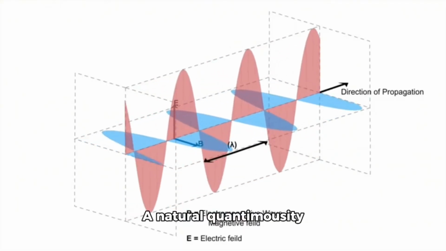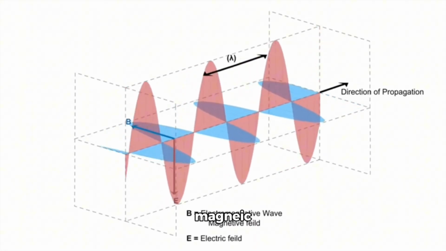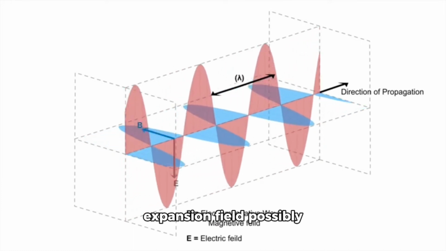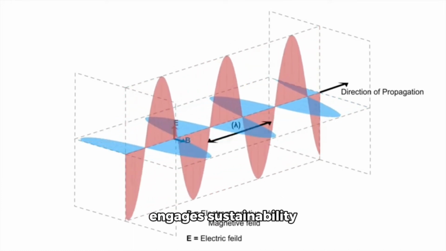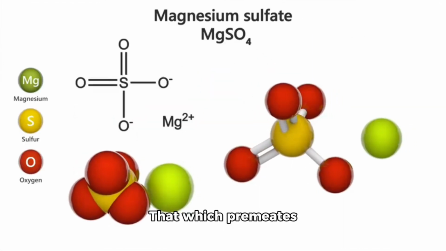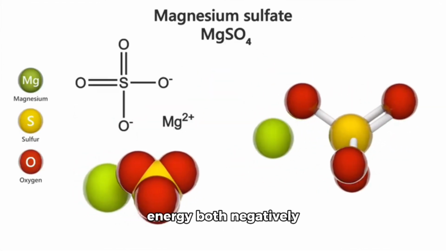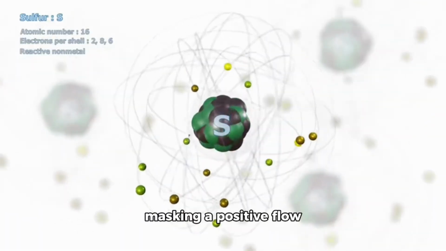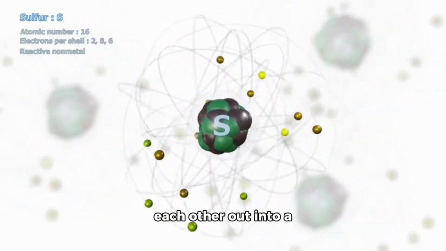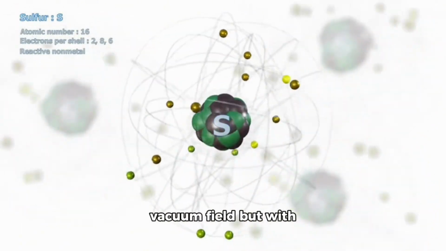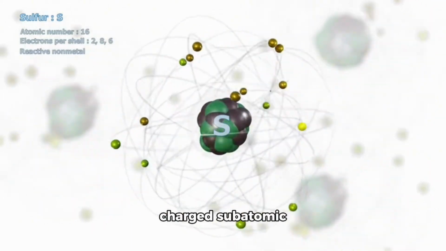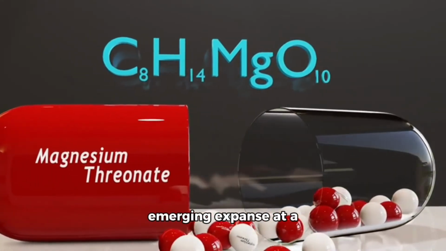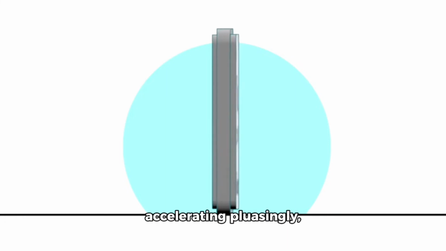A natural quantumosity, or twisting of electromagnetic equilibrium waves, having a constant but accelerating travelocity expansion field, possibly that which physically engages sustainability of the Higgs field. That which permeates mass amongst subatomic energy, both negatively chargeable and positively chargeable equilibrium in nature, masking a positive flow of energies that cancel each other out into a positively flowing vacuum field, but with enough positively charged subatomic particle interaction that allows accelerating the universe into an emerging expanse at a constant Hubble rate.